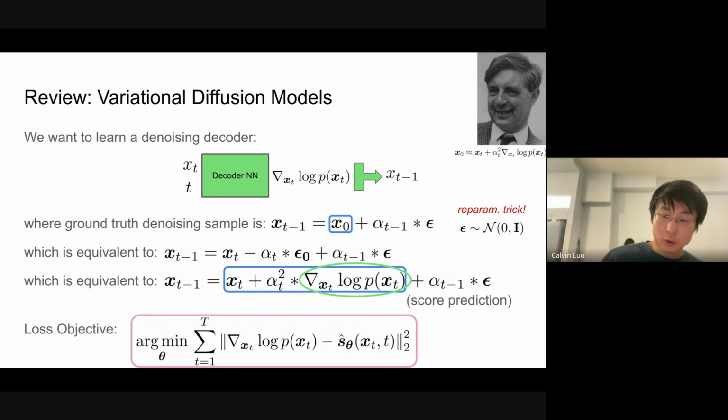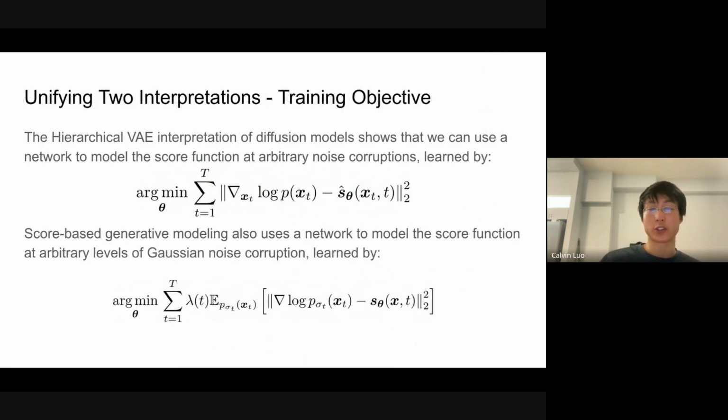So let's take a look at the loss objectives, the modeling portion of generative modeling, first. For variational diffusion models, we have this loss objective that we derived in the first part of the talk. We can compare it with the score-based generative modeling objective. The hierarchical VAE interpretation shows that we can use a network to model the score function for arbitrary noise corruptions. It takes the following form, where we aggregate over multiple time steps t. And in score-based generative modeling, we're also using one network to model the score function at arbitrary levels of Gaussian noise corruption, learned in the following way. And we can see that the objective really is the same.